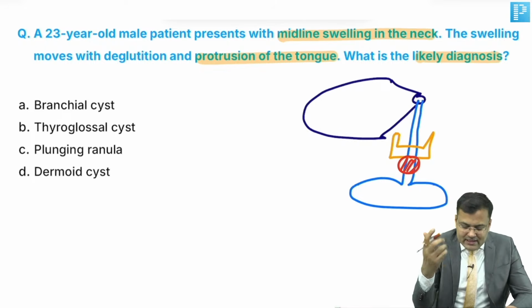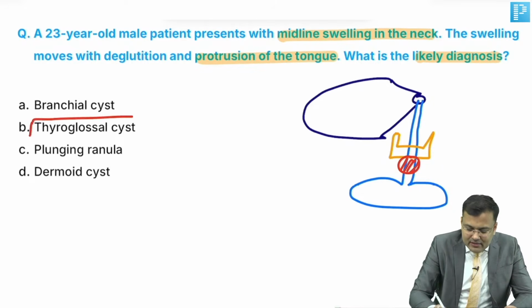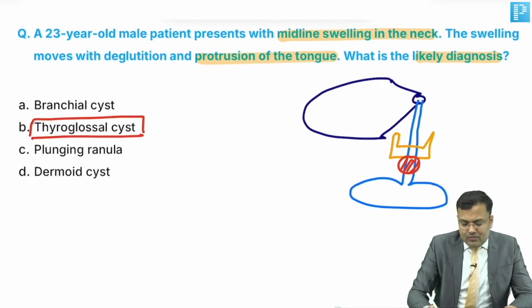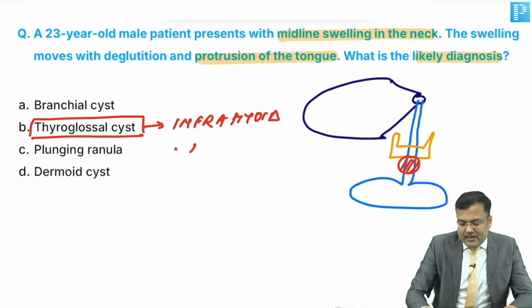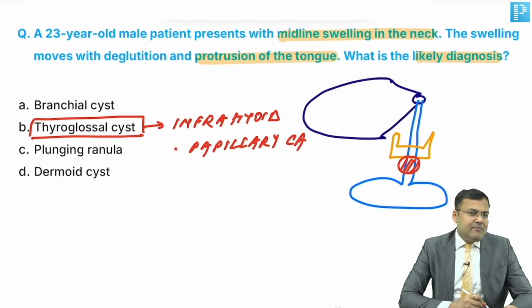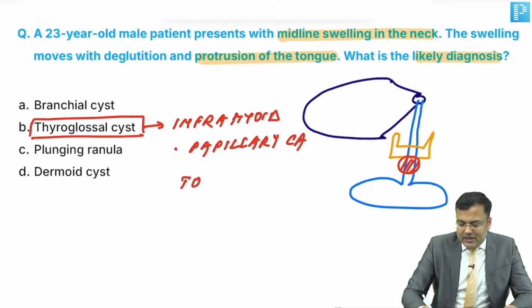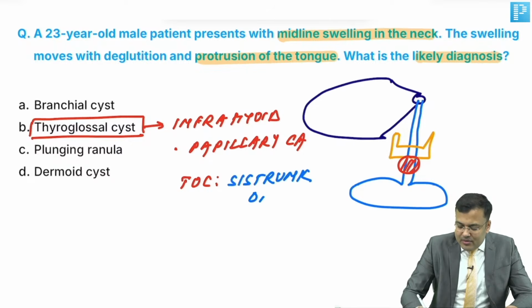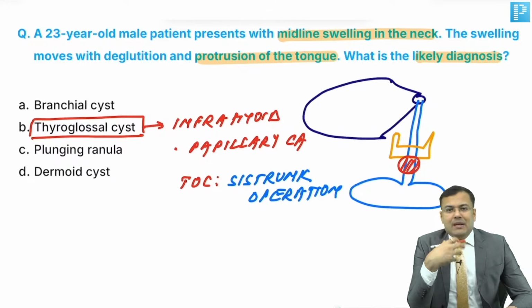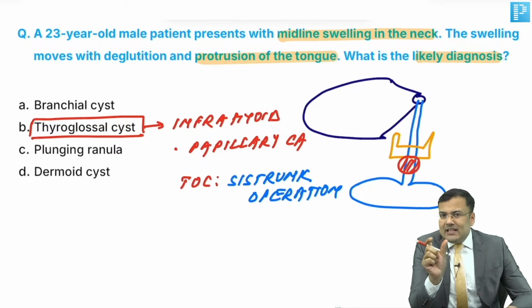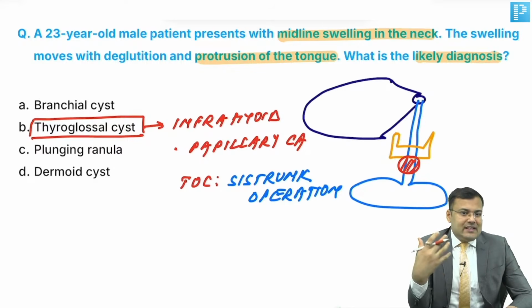So what is the diagnosis, guys? Everybody is marking the correct answer, thyroglossal cyst. And you know what is the most common location? It is infrahyoid. Another question, it is going to increase the risk of one malignancy. You know which malignancy? Papillary carcinoma. And all of you know the treatment of choice, Sistrunk. So what's the name, guys? It is Sistrunk operation. And what do you do in Sistrunk operation? There is en bloc excision of the cyst along with the central part of the hyoid bone.